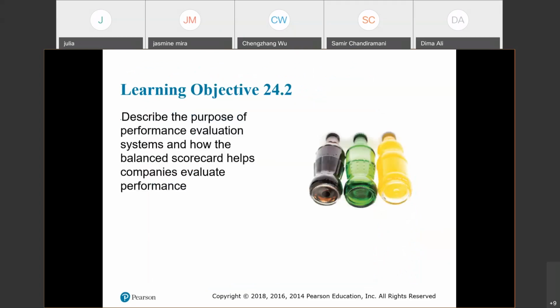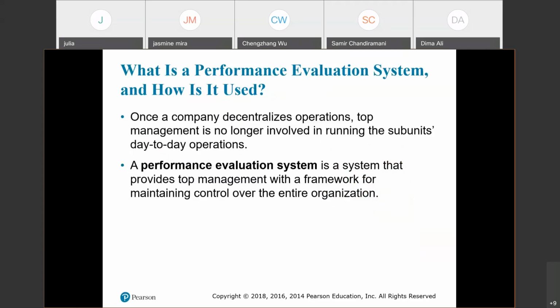All right, next, let's get to know the performance evaluation system, a very commonly used system, which is called the Balanced Scorecard. First of all, what is a performance evaluation system and how is it used? Once a company decentralizes operations, top management is no longer involved in running the subunits' day-to-day operations. So here, performance evaluation systems provide top management with a framework for maintaining control over the entire organization.